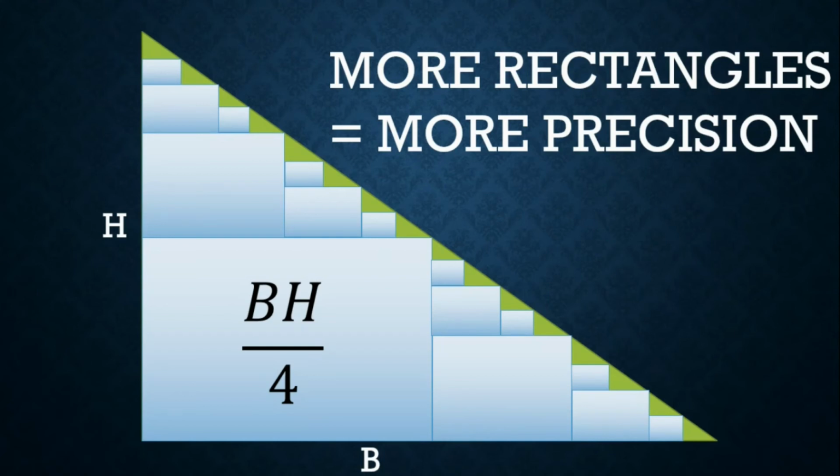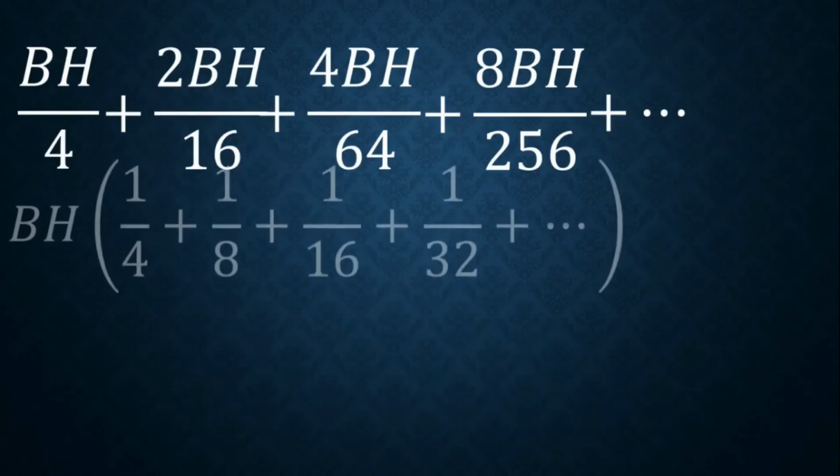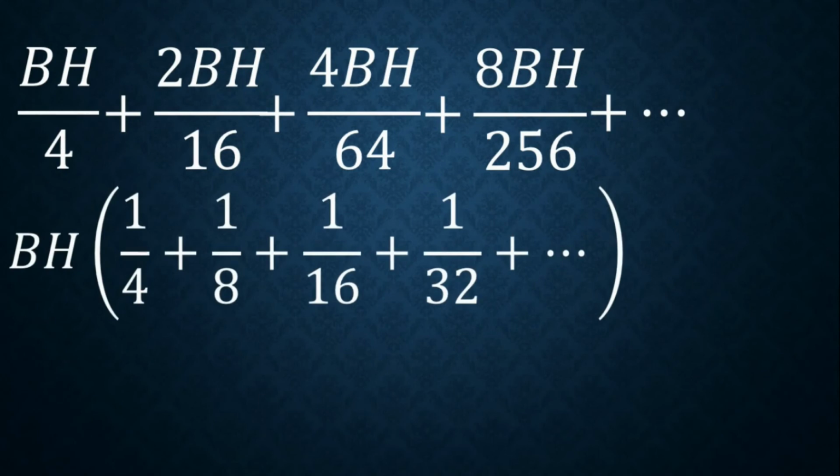Smaller ones have an area of base times height divided by 16, but this time there are 2 of them. One layer smaller, the area of each individual rectangle is base times height divided by 64, but then there are 4 of them. We do this infinitely many times, and then simplifying, we get our series here. I leave it to you once again why this is true.